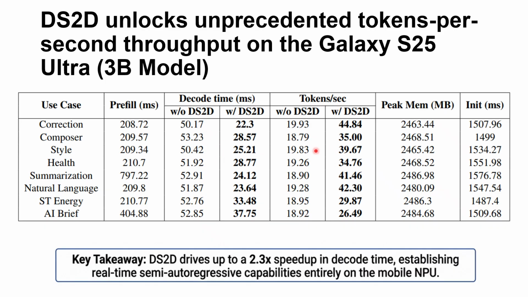And coming to tokens per second improvement, it increased from around 18 to 19 tokens per second to 35 to 45 tokens per second. This was a substantial increment of around 2.3x speedup. And this holds across 9 different languages, including Korean, English, German, Japanese, and across 8 different tasks.